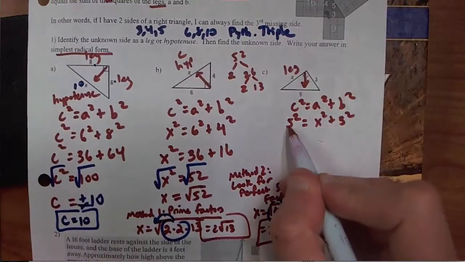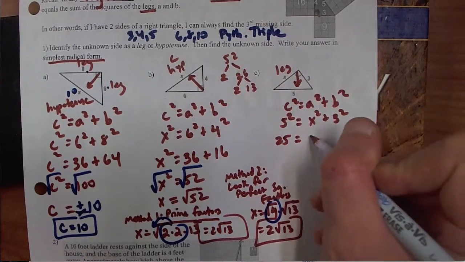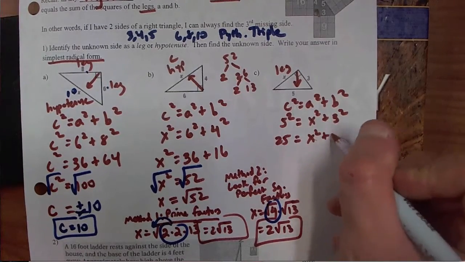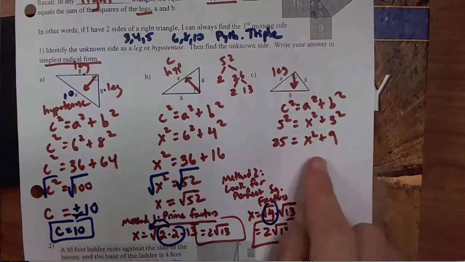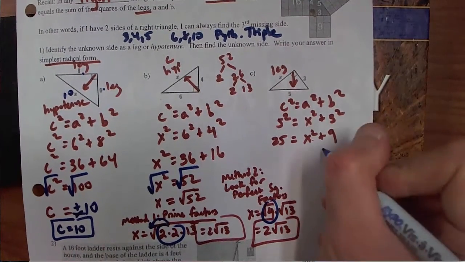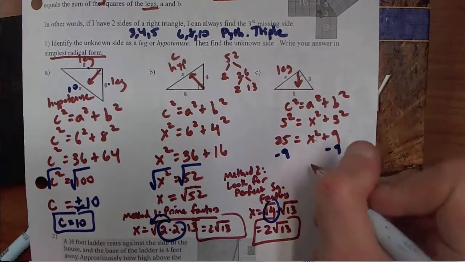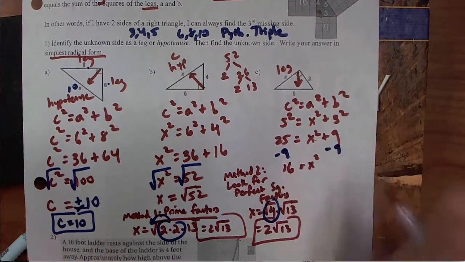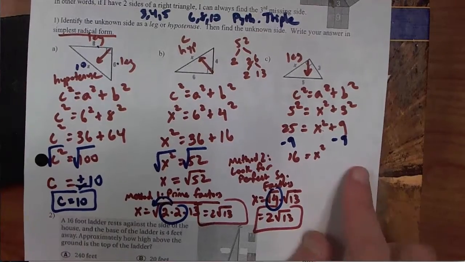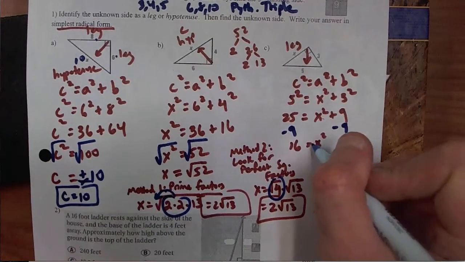All right. So I get 5 times 5 is 25. It's x squared plus 9. So this time I've got to actually do a little bit of algebra. Subtract 9 on both sides. So I get x squared equals 16.